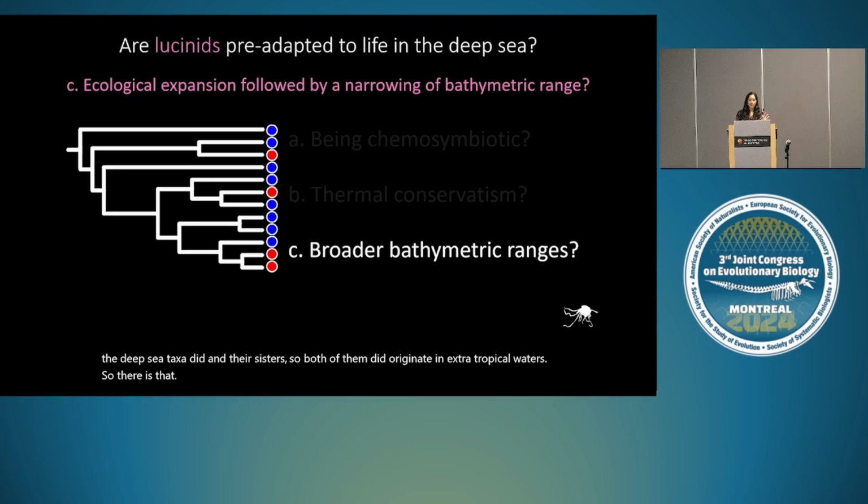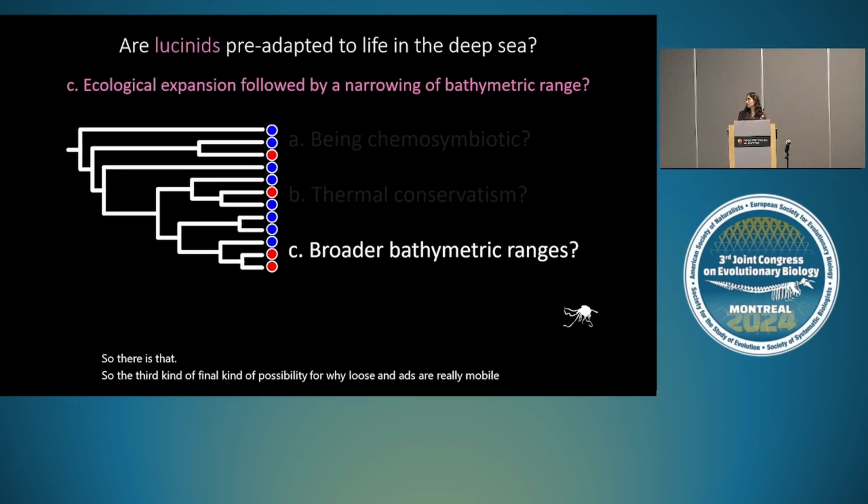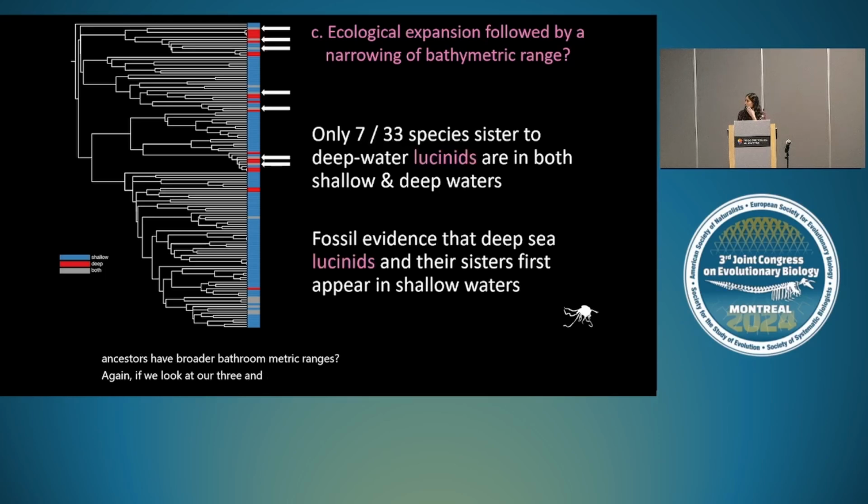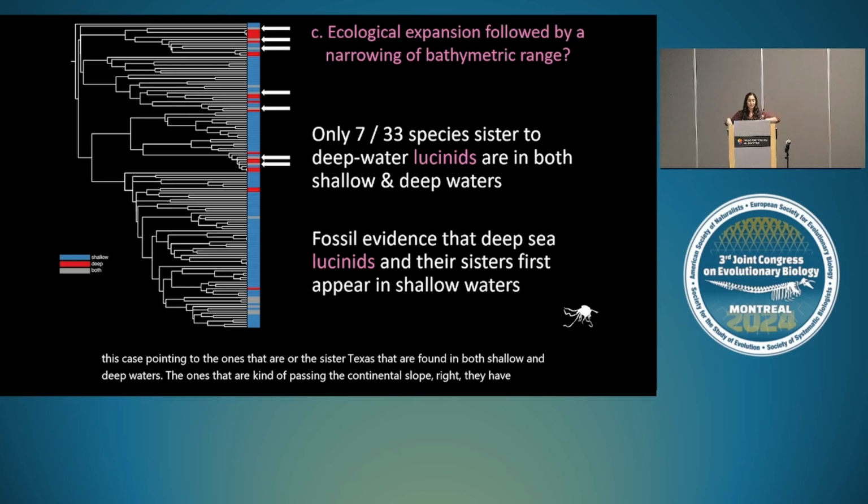So the third and final possibility for why lucinids are so mobile is, did their ancestors have broader bathymetric ranges? Again, if we look at our tree and highlight the sister taxa, right now I only have arrows pointing to the sister taxa that are found in both shallow and deep water, so the ones that are crossing the continental slope. They have the, quote, broader ranges. In terms of just numbers, in these categorical variables, it doesn't seem like much. It's only 7 out of the 33 sister species that are in both shallow and deep waters.